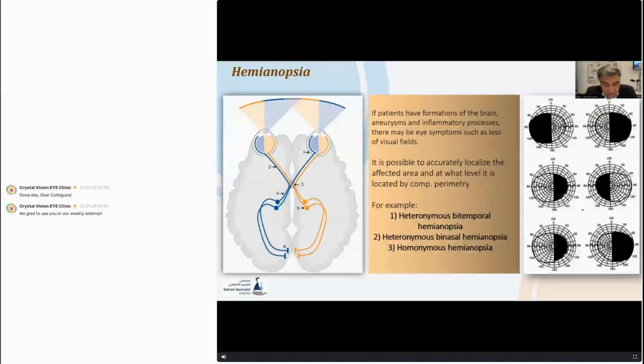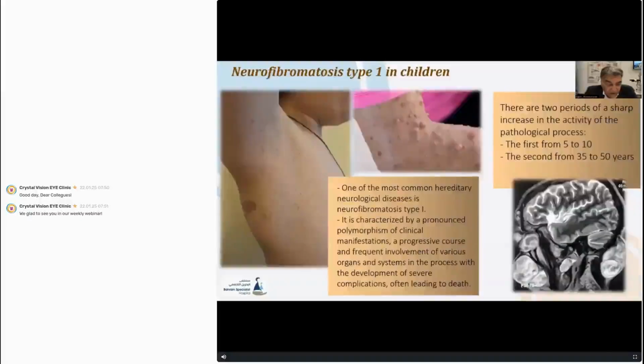We can't help but mention the quite vivid eye symptoms, like the loss of visual fields. Here, we need to note this down. We can have heteronymous bitemporal hemianopsia. We can have binasal hemianopsia, and homonymous hemianopsia. These are the variations of the corresponding changes in the visual fields.